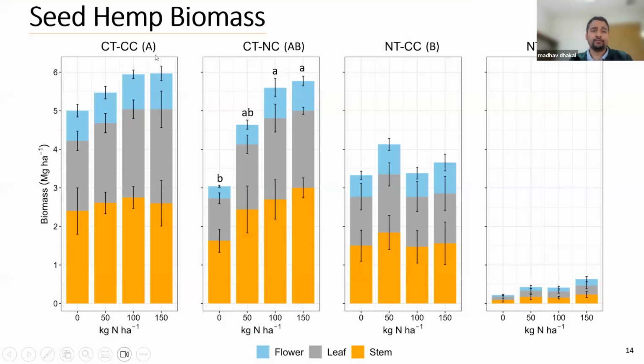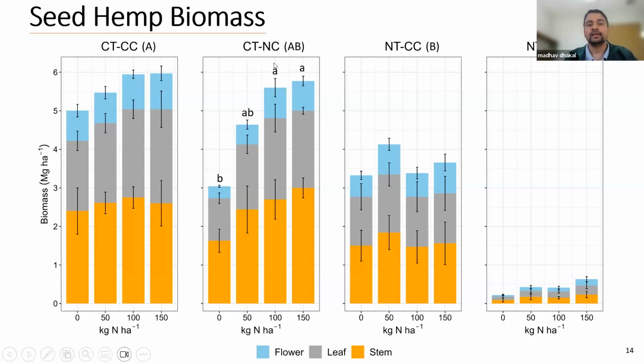Here's the seed hemp biomass. This is the hemp biomass in tons per hectare for the seed hemp type. So these are the 4 figures I'm showing here. The first one is for the conventional tillage with cover crop. Hemp was followed by cover crop under the conventional tillage system.